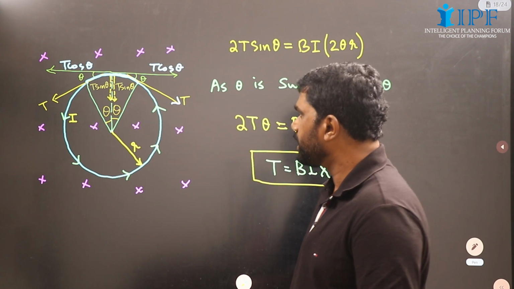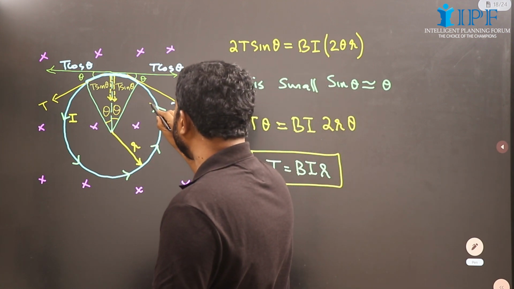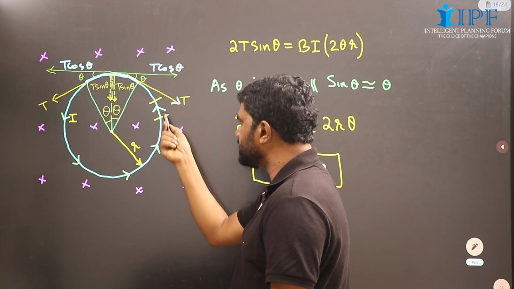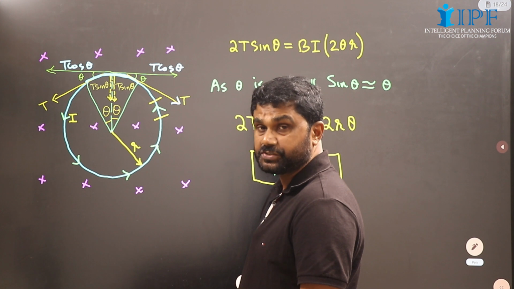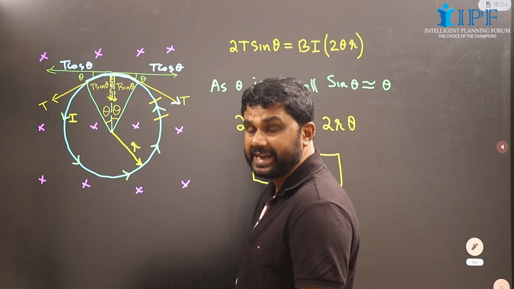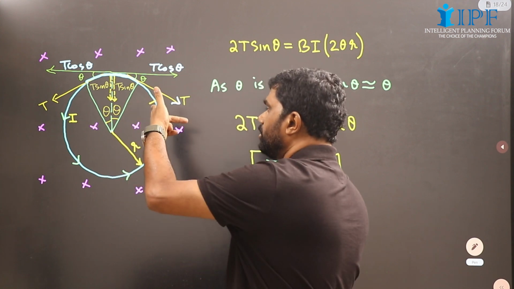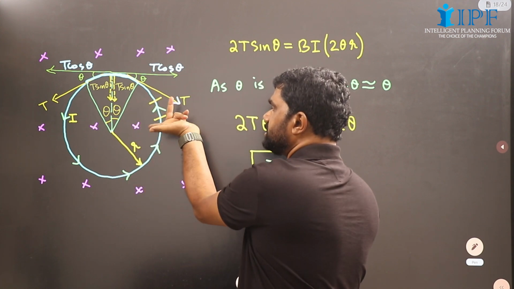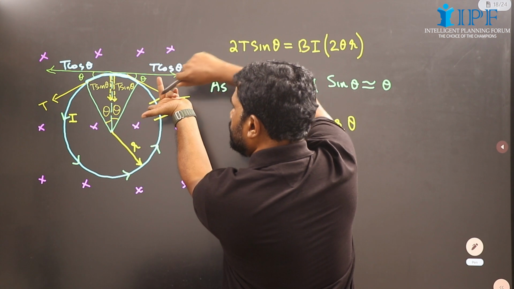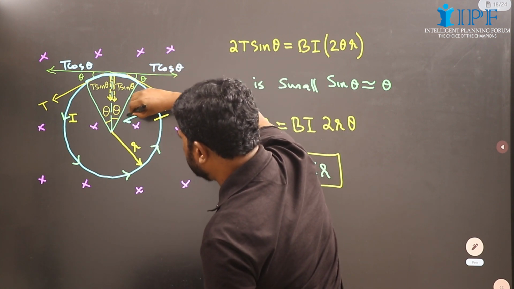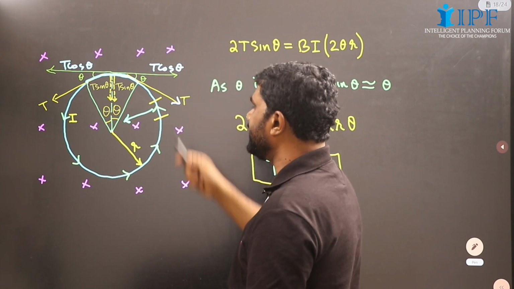Okay, now you may consider a small element. You can consider this as a straight conductor. Let us find the direction of the force on that element by using Fleming's left hand rule. Magnetic field is along the inward normal, current is along this direction, so the force will be like this. So this is the direction of the force on this element.